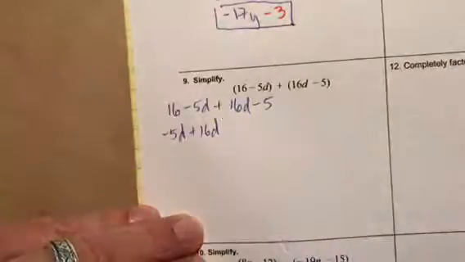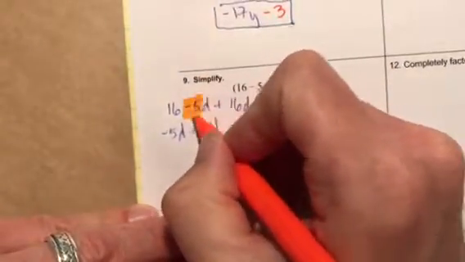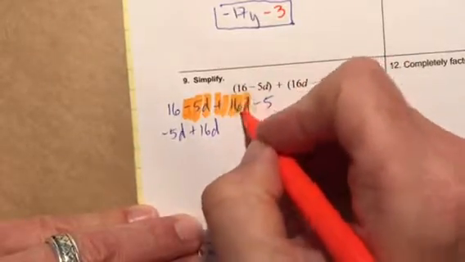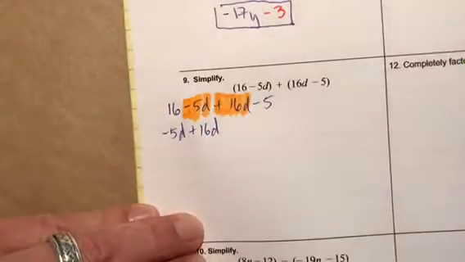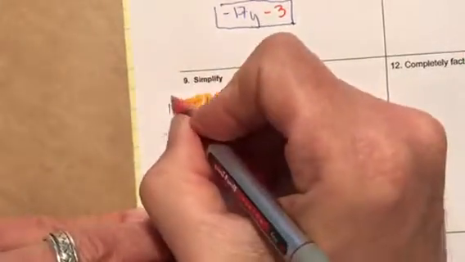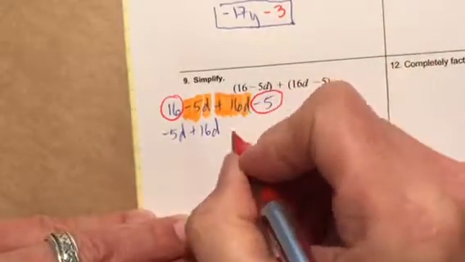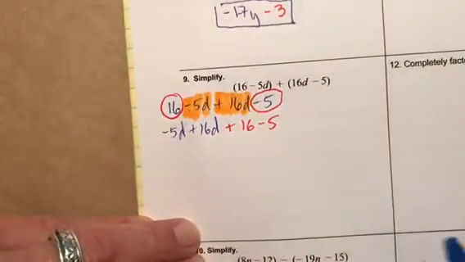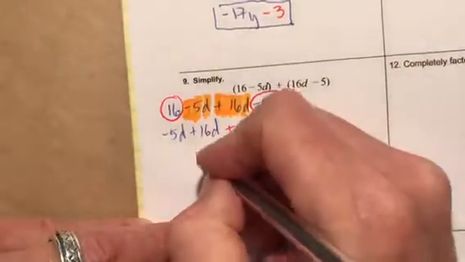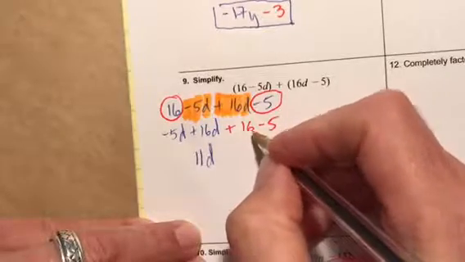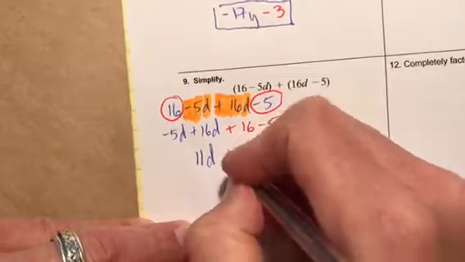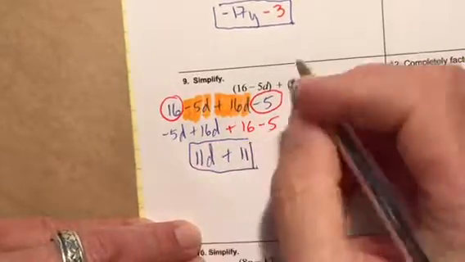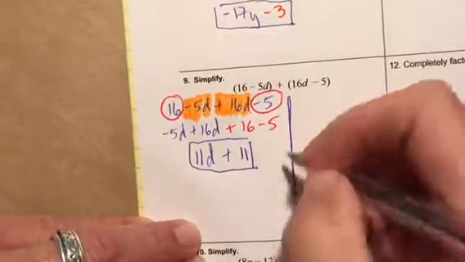So if I did that, I would have a negative 5d plus 16d. I'm going to highlight my terms with variables. And then my constants are going to be 16 and negative 5. So it's like plus 16 minus 5, plus 16 plus negative 5. And then a negative 5d and a 16d is 11d. And 16 plus a negative 5 is no different than 16 minus 5, which is plus 11. There's my answer.